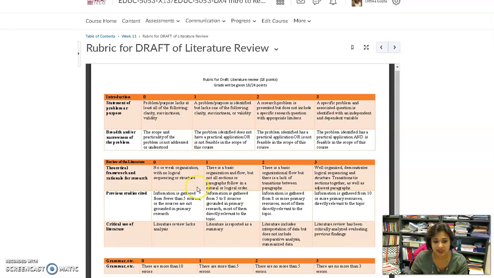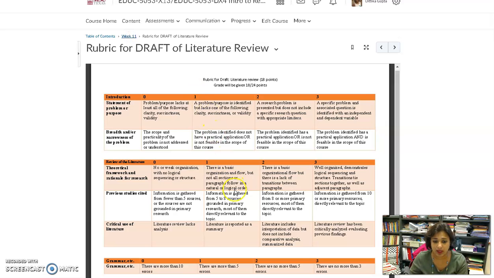And as you can see, it talks about APA, organization, transitions, and then it also talks about not putting it as a summary. So if you put your research reviews just as one article says this, then the one article says this, then one article, that's called a summary. That is not synthesizing information. And I actually have a video on which I talk about this too.